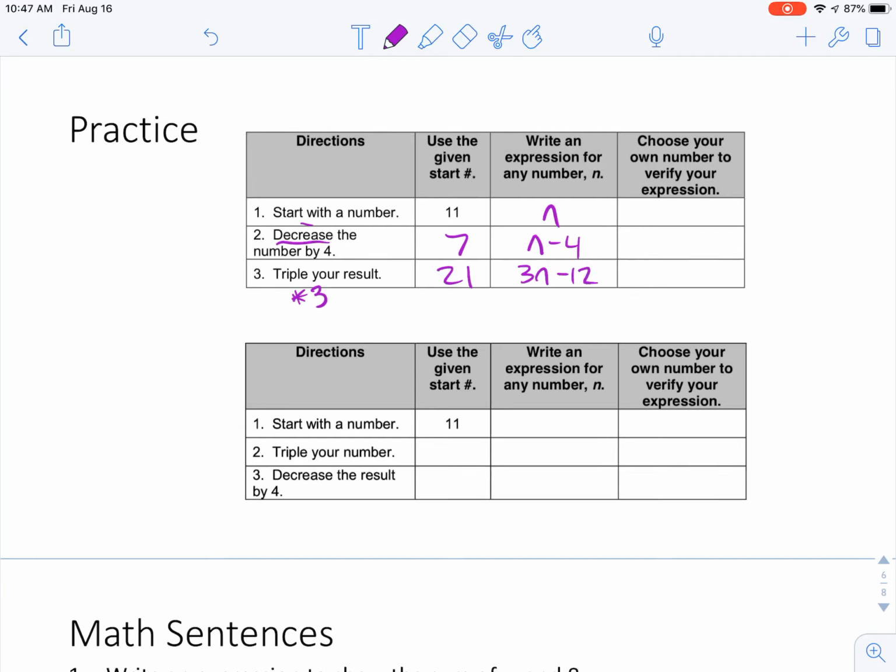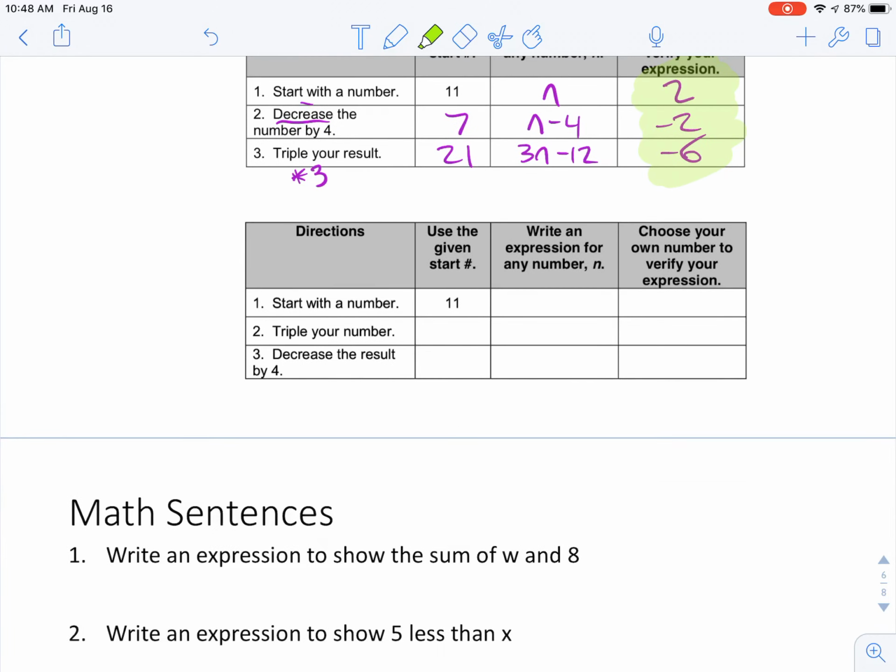Now, we're going to do one more example, with any number that we want. So I'm going to do the number 2. It's nice and small. I'm going to decrease it by 4 to get negative 2, and I'm going to triple it to get negative 6. This column here will look different if you practice this problem on your own, because you picked whatever number you wanted. So you didn't have to pick 2. That was just the number I chose. Okay? Now, we slide down to the second problem down here.